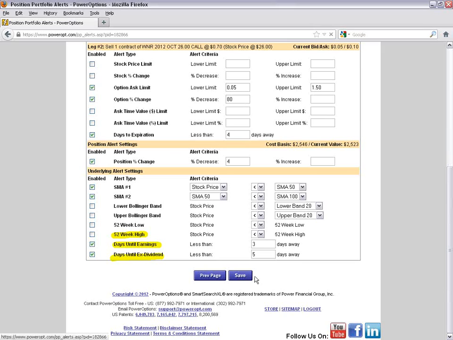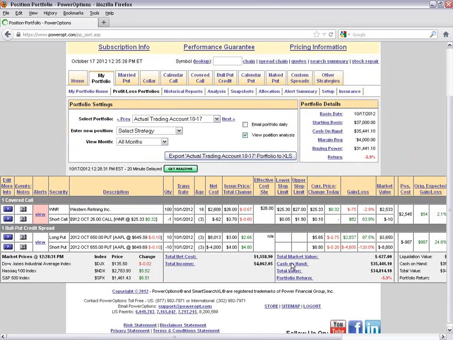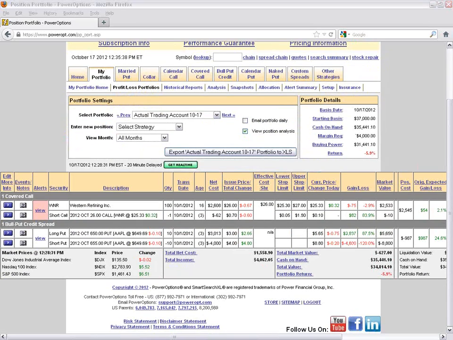All right, so now we've set some of our alerts. I'm just going to go ahead and click Save. And this will take us back to the profit and loss portfolio. Now, some things changed. We see now that we do have columns here for an upper and lower stop limit. So there's our prices for the upper and lower stop limit. We're not quite at our lower stock limit of 25.30 because the stock's at 25.33. And the current ask price of our call is at 10 cents, so we haven't triggered either of these.